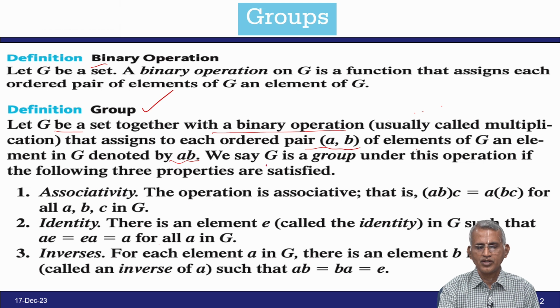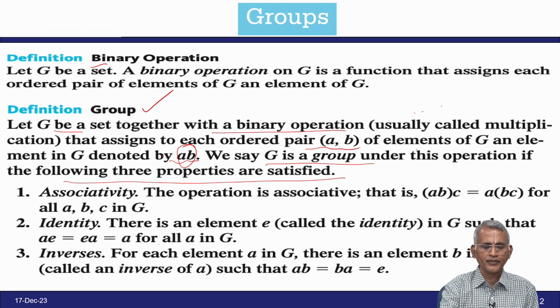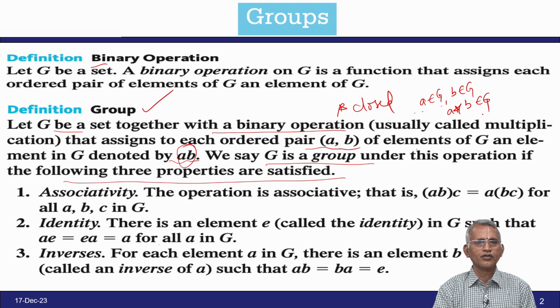We say that G is a group under this operation if the following three properties are satisfied. First property is the closure property, that is, star is closed. Star is closed in the sense that if A belongs to G and B belongs to G, then A star B, the resultant, should belong to the same set G. That is what closure means.